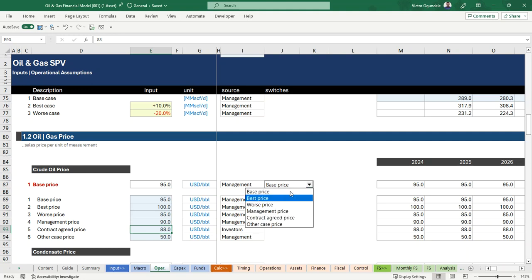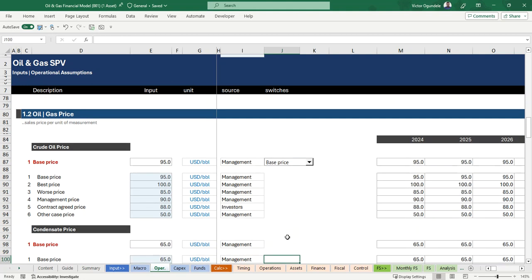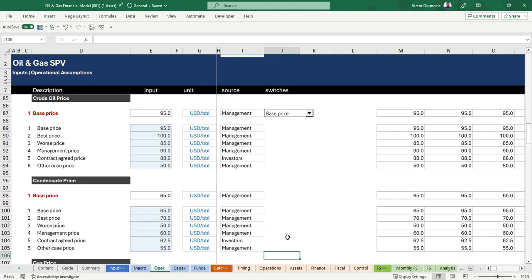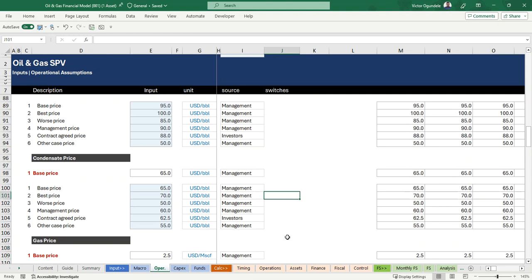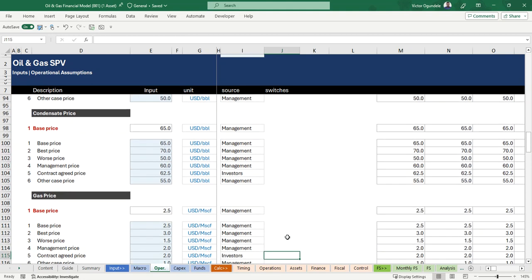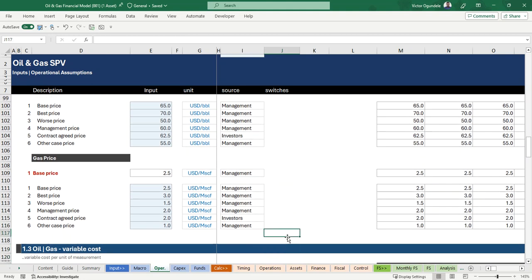So you can see you have a switch button to just select any of the scenarios. Click on one of the scenarios and see what the impact would look like in your cash flow. So crude oil price, condensate oil price, right? The prices are always different. Then you now have your gas price as well. As I said, when you are building your model, make sure you maintain that same structure across, so the same scenario options for each of these.